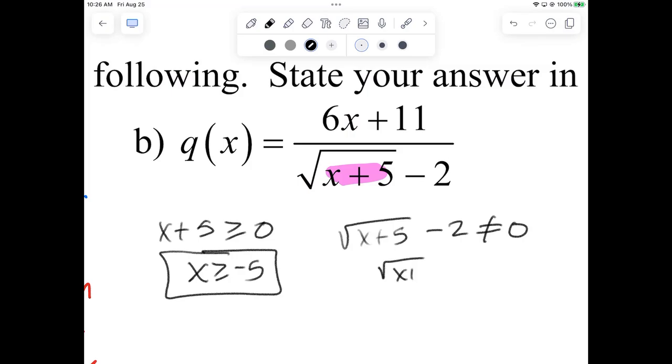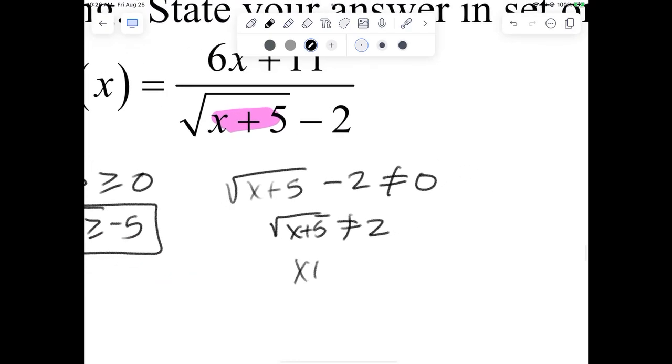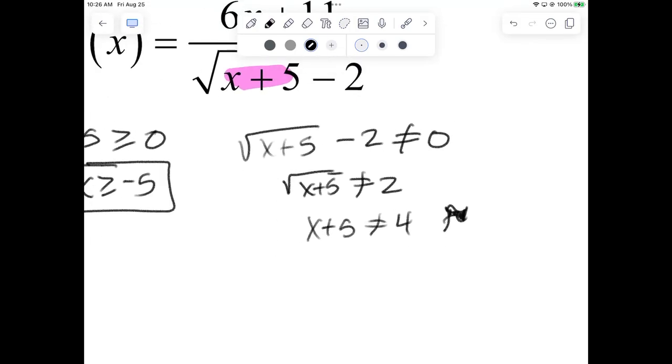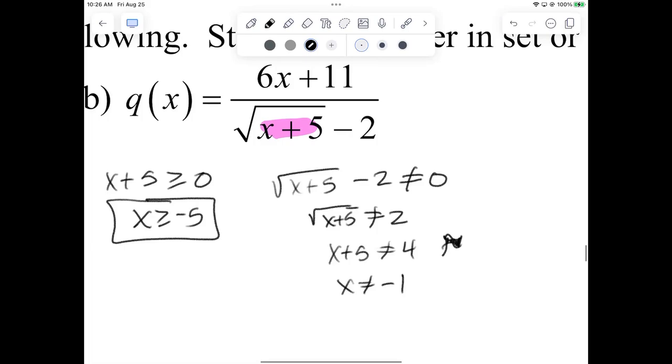We isolate the radical. We square both sides, and we get x plus 5 cannot equal 4. And there's your red flag, or in this case, your charcoal flag. We solve, and we get x can't equal negative 1. And then we quickly check. We plug that back into the denominator where I've highlighted it. Negative 1 plus 5 is positive 4. The square root of 4 is 2. And 2 minus 2 is 0. Aha! We got you, negative 1.